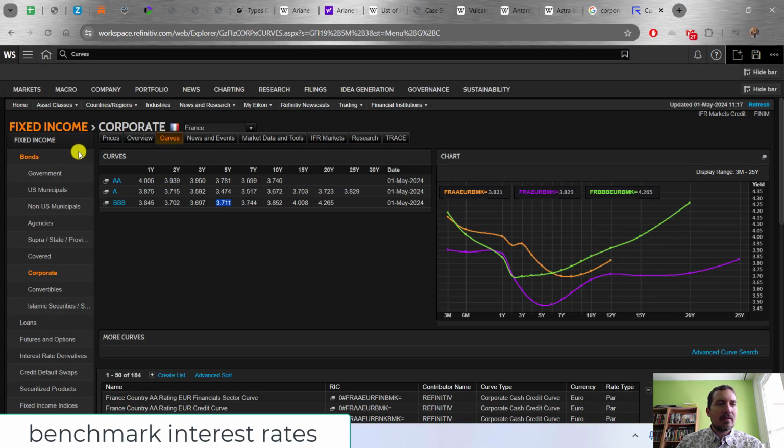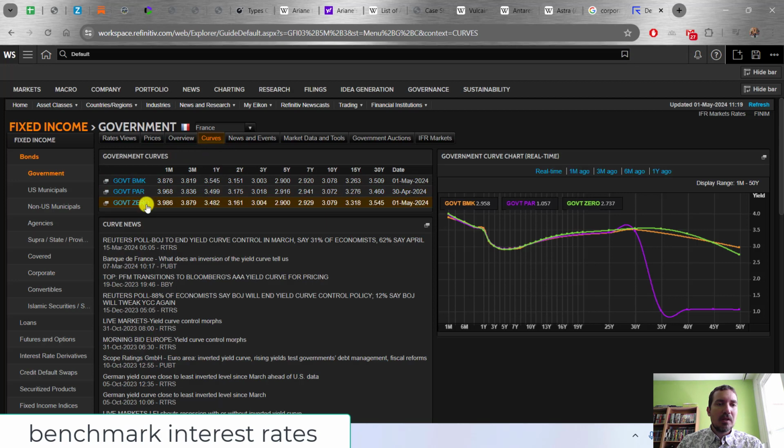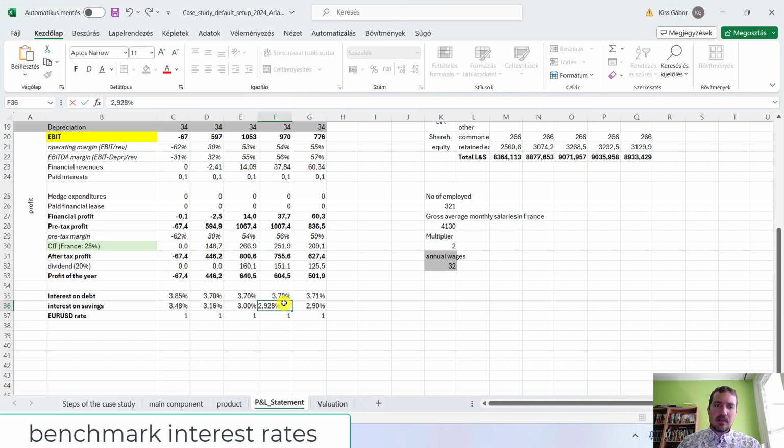Okay, good. Then we need interest on savings. We can invest into government bonds, that's the simplest. As a French company, obviously we will buy French government bonds. This is based on the current data, so we can assume that we will be a rated company.